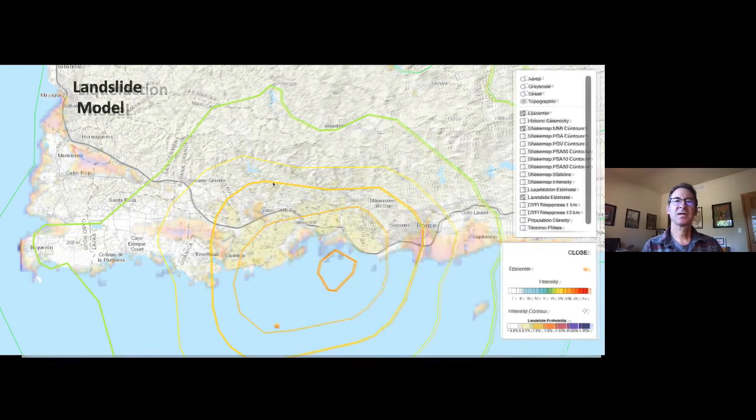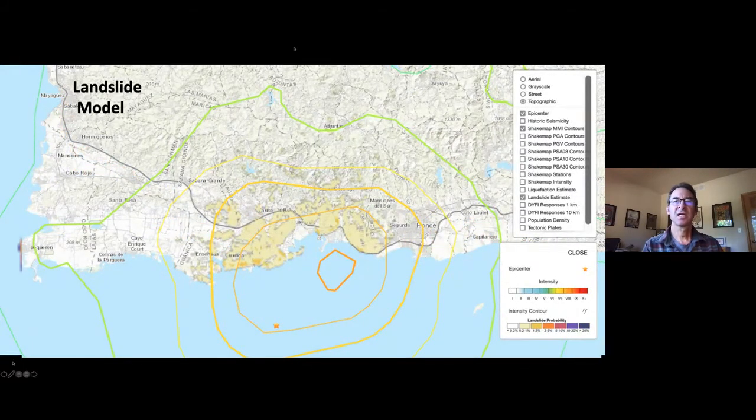Here's our prior landslide model, and the landslides are likely to occur, again, in the strongest shaken area where there are steep slopes. But again, there are larger areas that are possible landslides than the actual landslides that will occur ultimately.